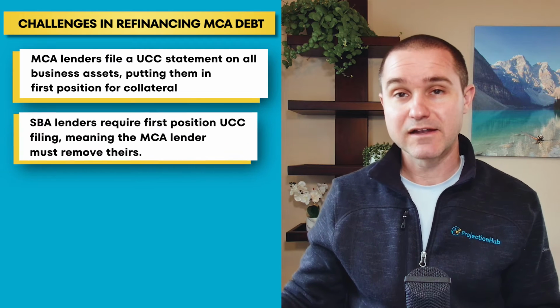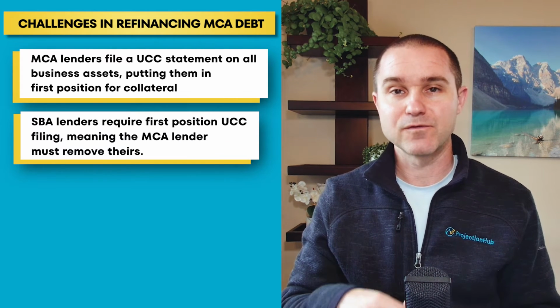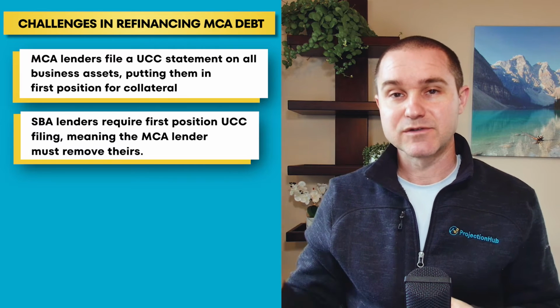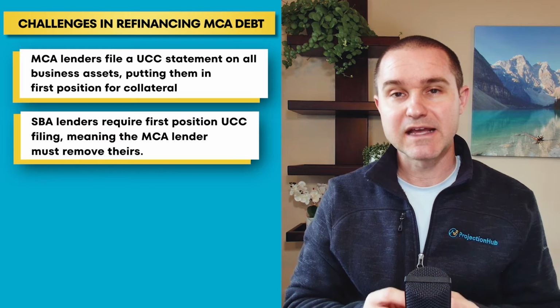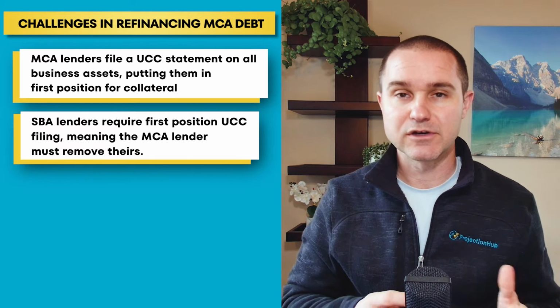And the SBA lender is going to want to be in front position. They're going to want to have the first position UCC filing. And so what needs to happen is if the SBA lender is going to pay off that MCA debt, they need the MCA lender to remove their UCC filing, and so the SBA lender can take that first position.